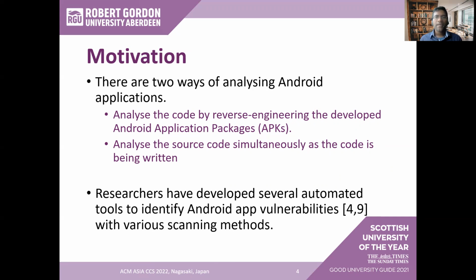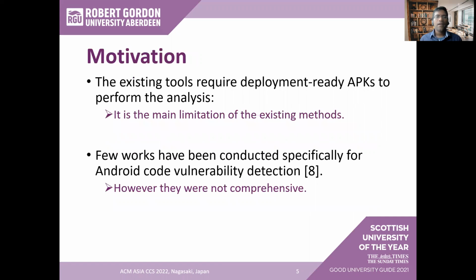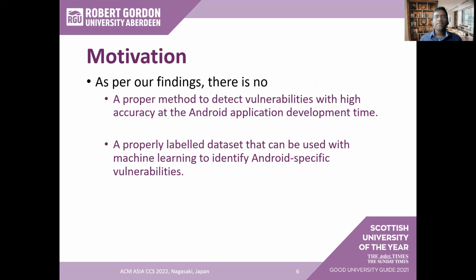Researchers have developed several automated tools to identify Android app vulnerabilities with various scanning methods. However, the existing methods or tools require deployment-ready APKs to perform the analysis, which is the main limitation of the existing methods. Few works have been conducted specifically for Android code vulnerability detection, but those studies were not comprehensive. As per our finding, there is no proper method to detect vulnerabilities with high accuracy at Android application development time. And there is no properly labeled dataset that can be used with machine learning to identify Android-specific vulnerabilities.